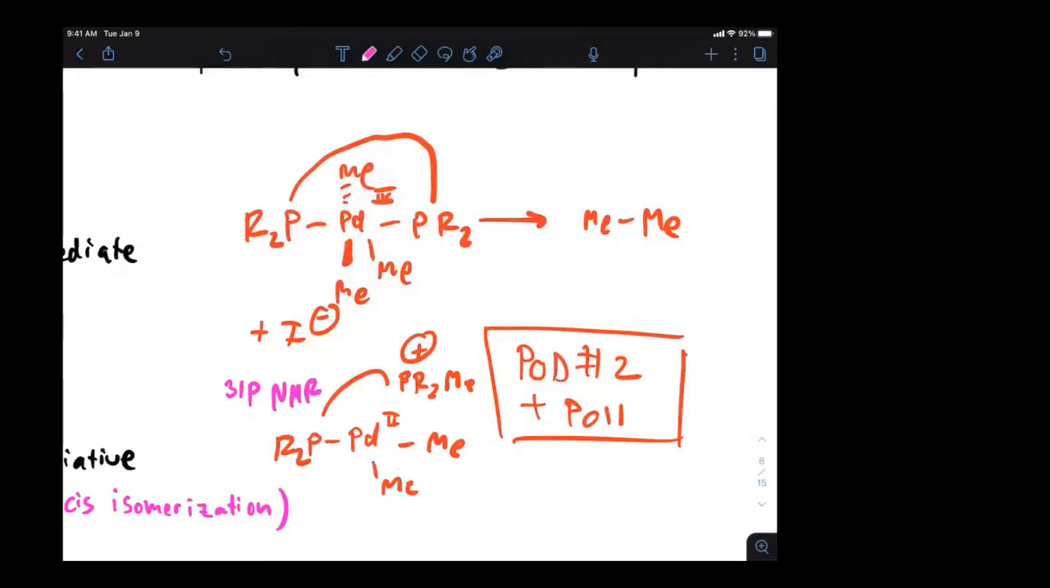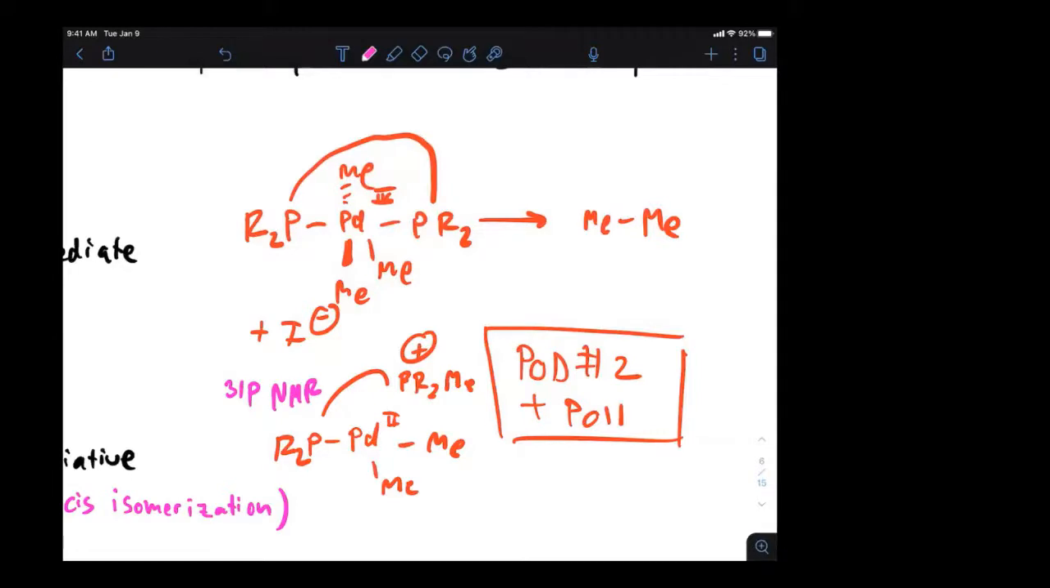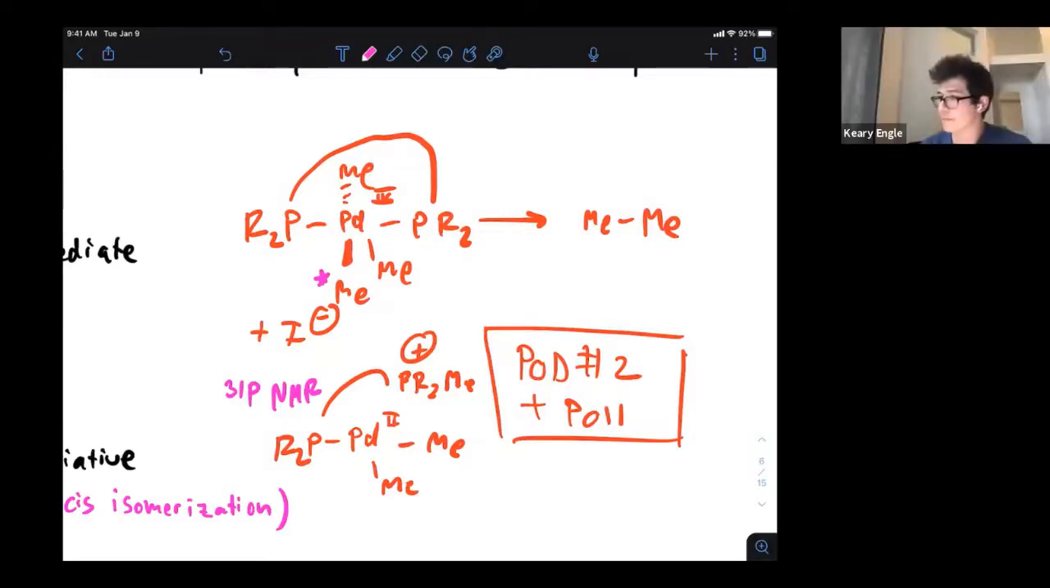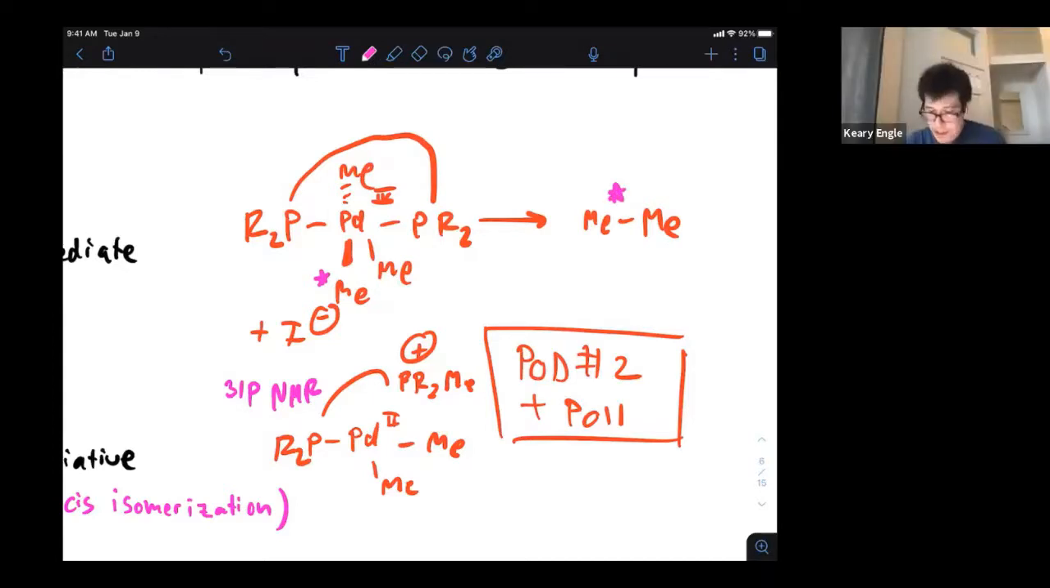Oh, I was gonna say you can label the methyl. Which methyl? Methyl iodide. The methyl of methyl iodide. So let's call that this one. And then what would you expect to see, Omar? That it's in the product. How many times? Just once. One. Okay. And that would be consistent.